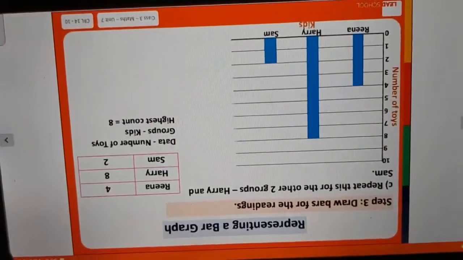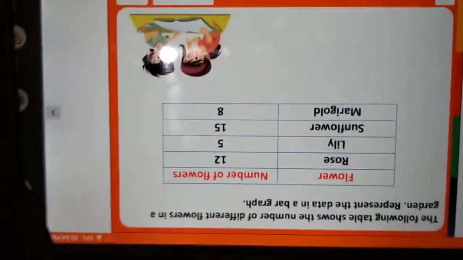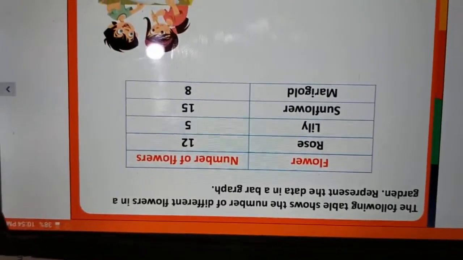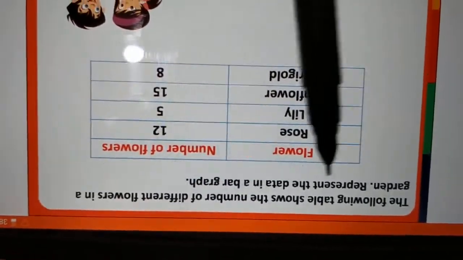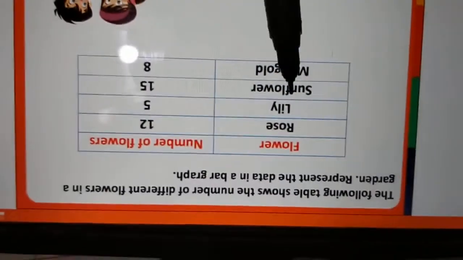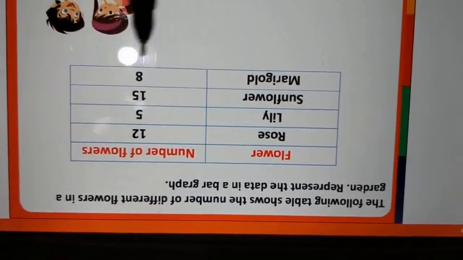Okay students, I hope your work is complete. Now we'll start the next worksheet. The following table shows the number of different flowers in a garden. Represent the data in a bar graph. Rose 12, lily 5, sunflower 15, marigold 8.